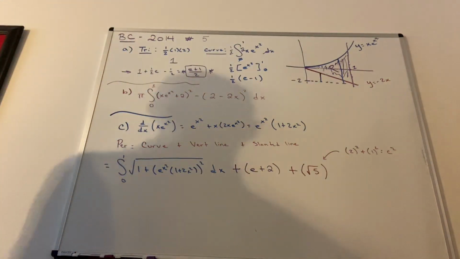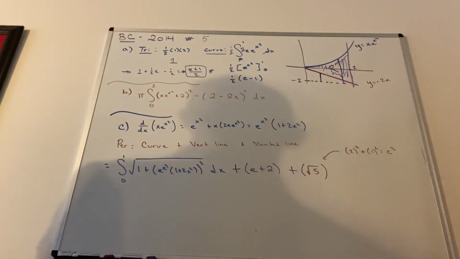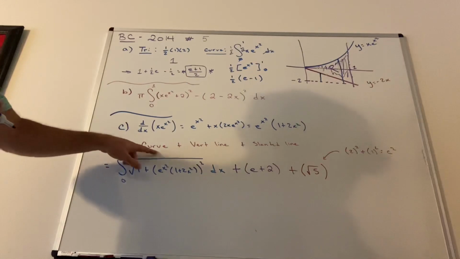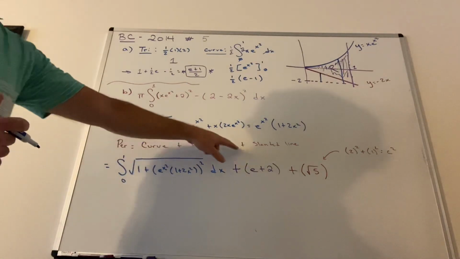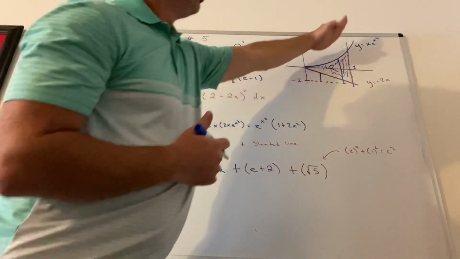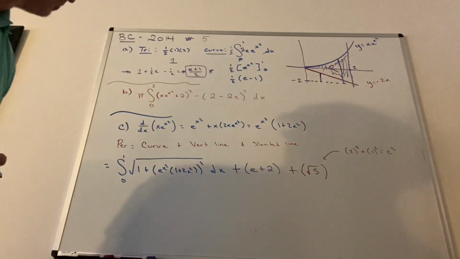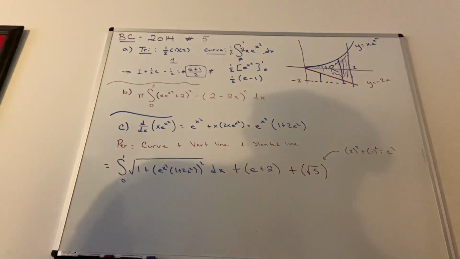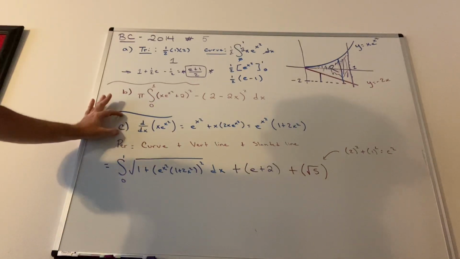Then in part C, you're asked to find the perimeter of the shaded region, which again consists of a curve plus a vertical line plus a slanted line. You need to use your formula sheet to look at how you find the arc length, because this is an arc and you're looking for its length. So the integration of the square root of 1 plus the derivative squared, and right here I wrote out how I found my derivative.